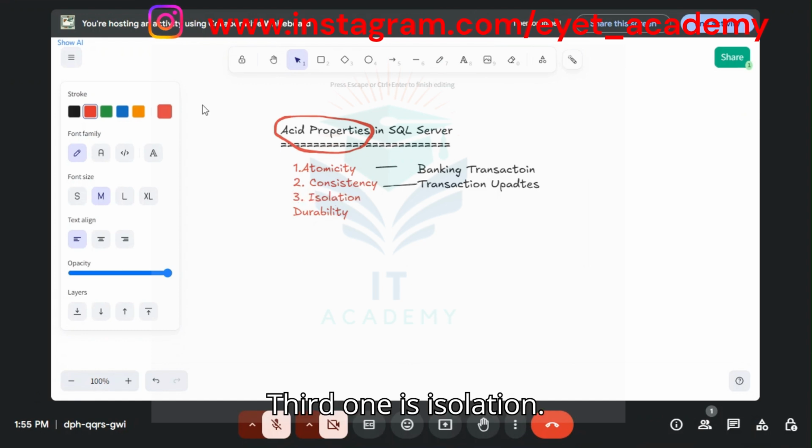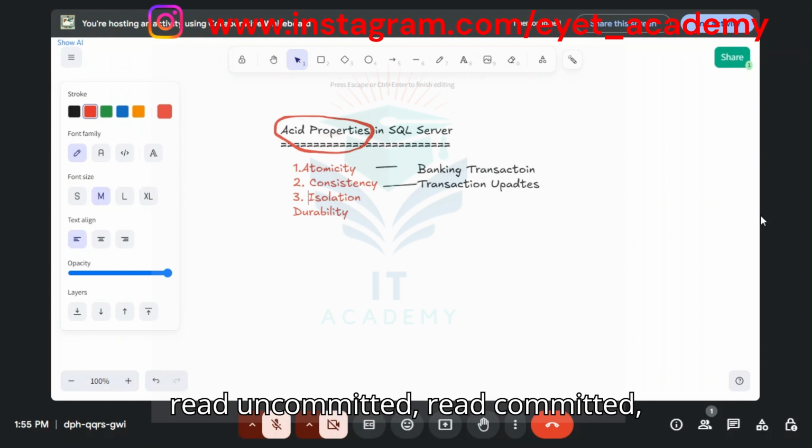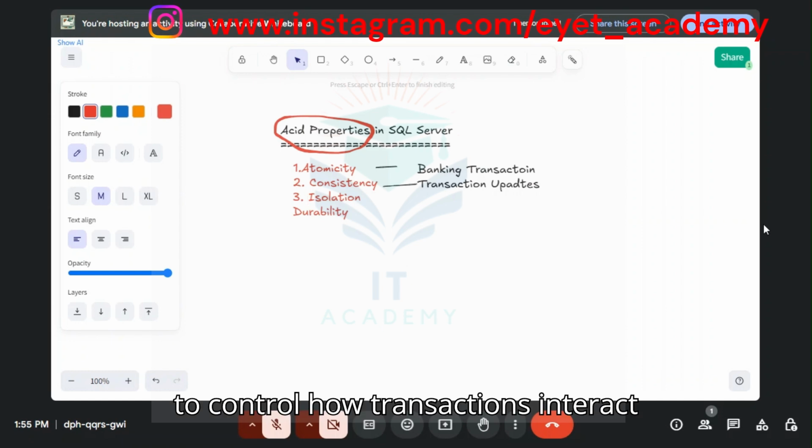Third one is isolation. Isolation ensures that concurrent transactions do not interfere with each other. SQL Server uses isolation levels like read uncommitted, read committed, repeatable read, serializable, and snapshot to control how transactions interact.